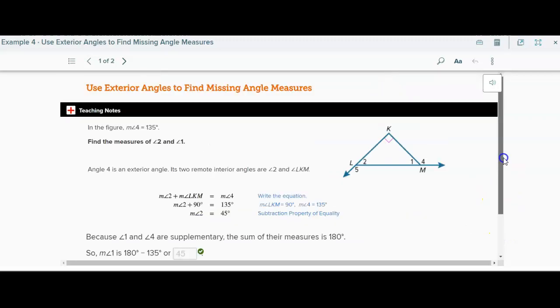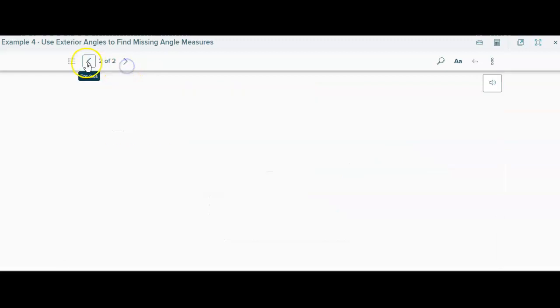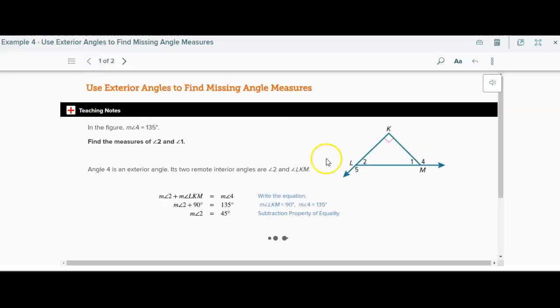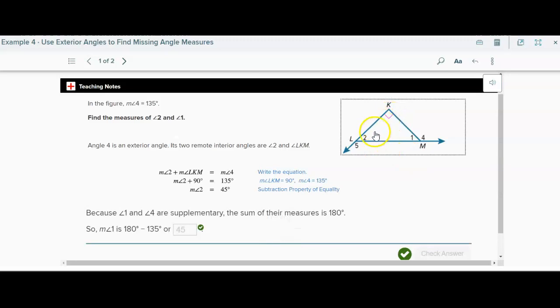Now, it doesn't say anything about angle 1. Huh, interesting. Okay. So yeah, 1 and 4 are supplementary. Oh, okay. There we go. So theirs is also 45. But also, if this is 45 and this is 90, this also has to add up to 45.